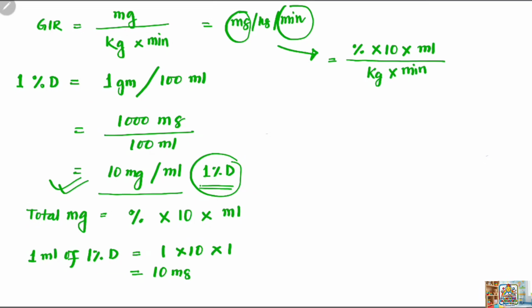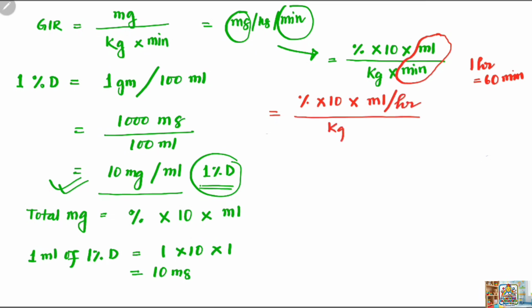Now we are focusing on the pump. We are giving fluid as ml per hour. So 1 hour equals 60 minutes. So if we are writing it as ml per hour, we have to multiply the denominator with 60. That means percentage into ml per hour divided by body weight into 6.